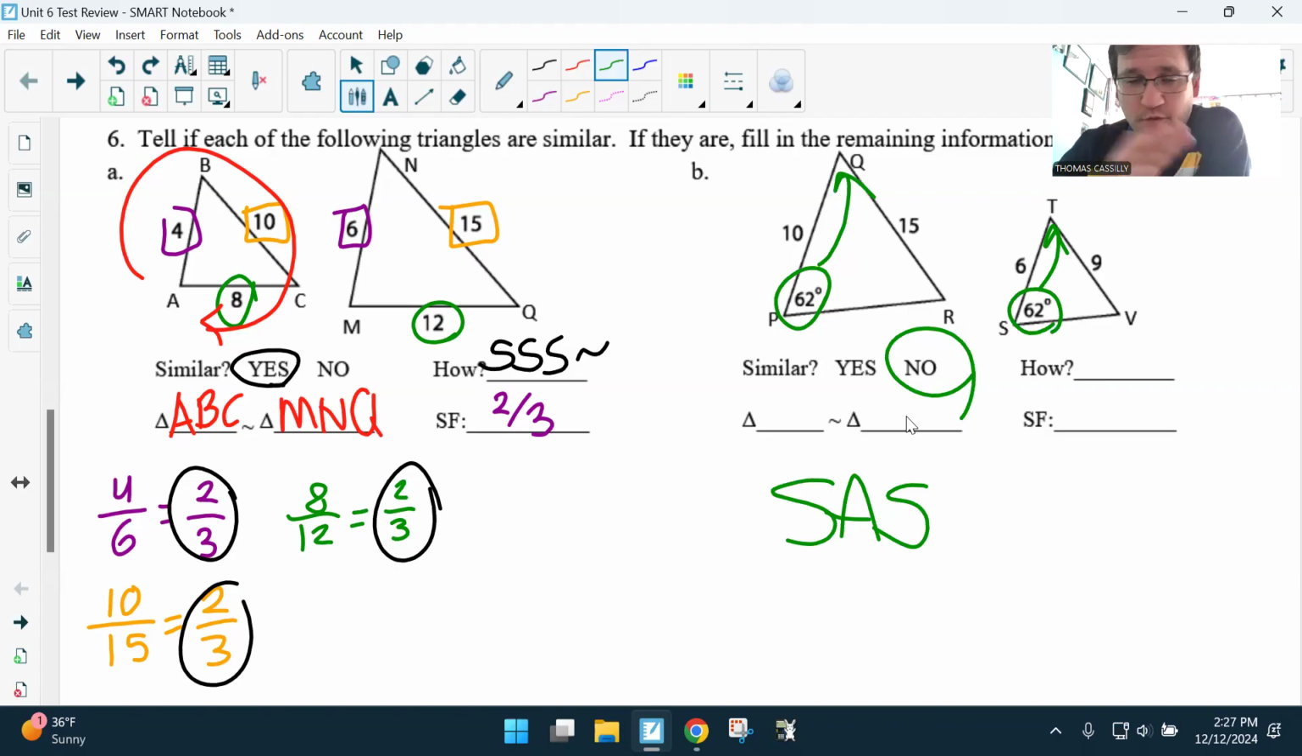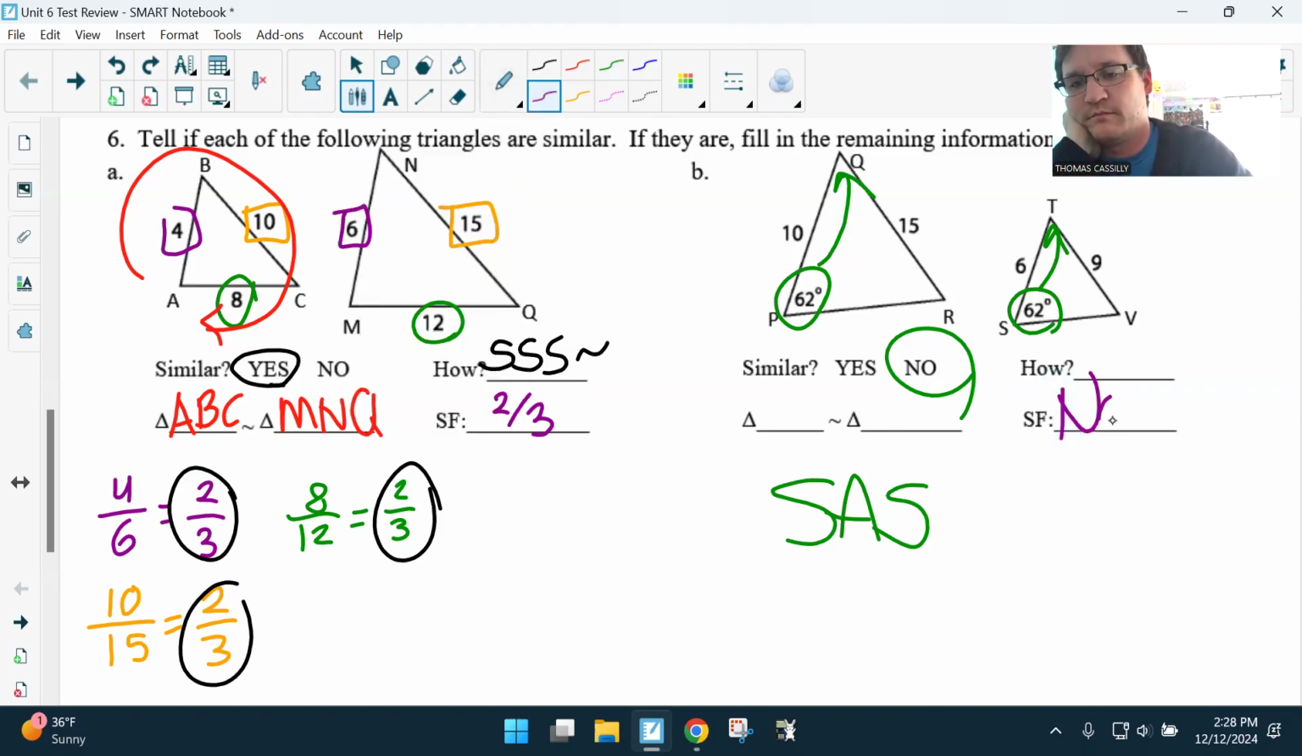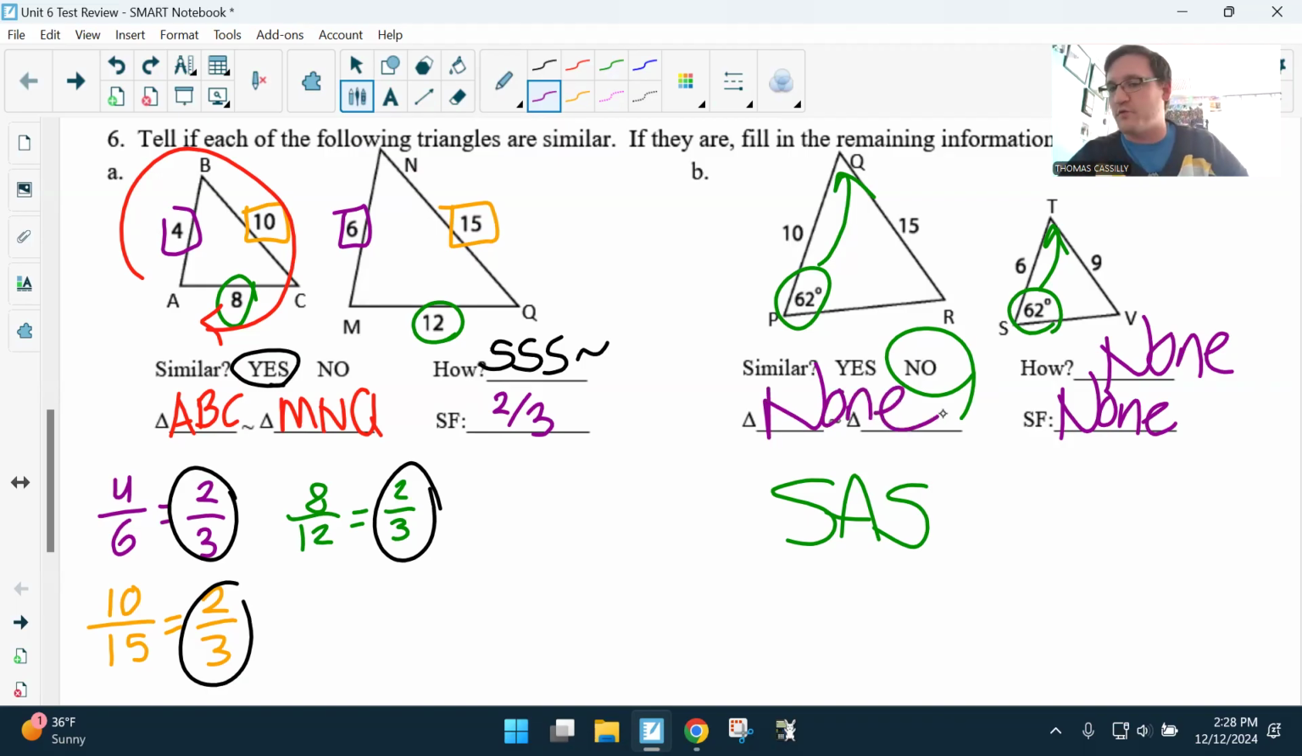Since it's not similar, there's no scale factor. I don't want to leave them blank, so let's put none. I'm going to put none. They're not similar. And then I'm going to put none. There's no scale factor, and there's no theorem that says that they are similar. So that one is finished.